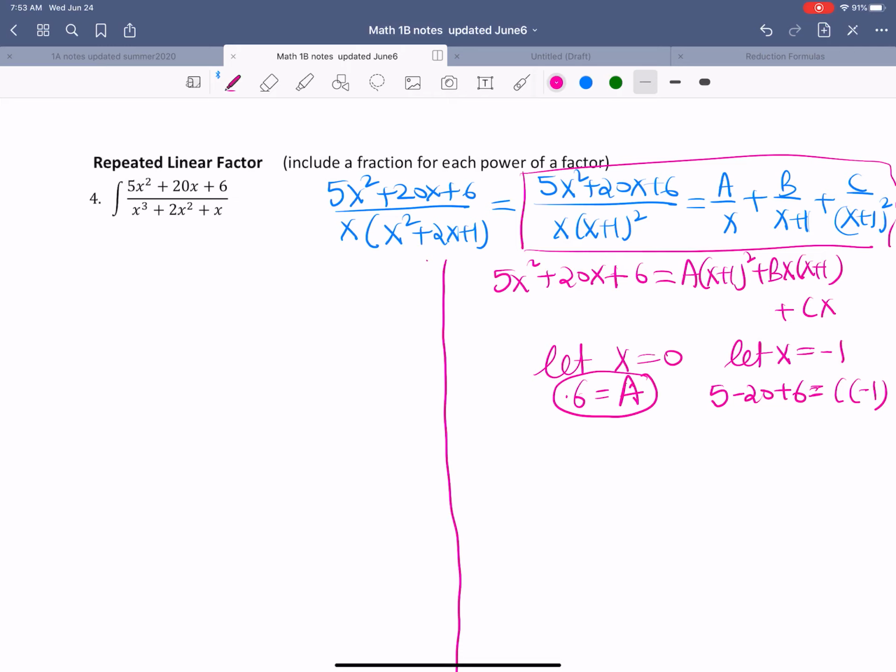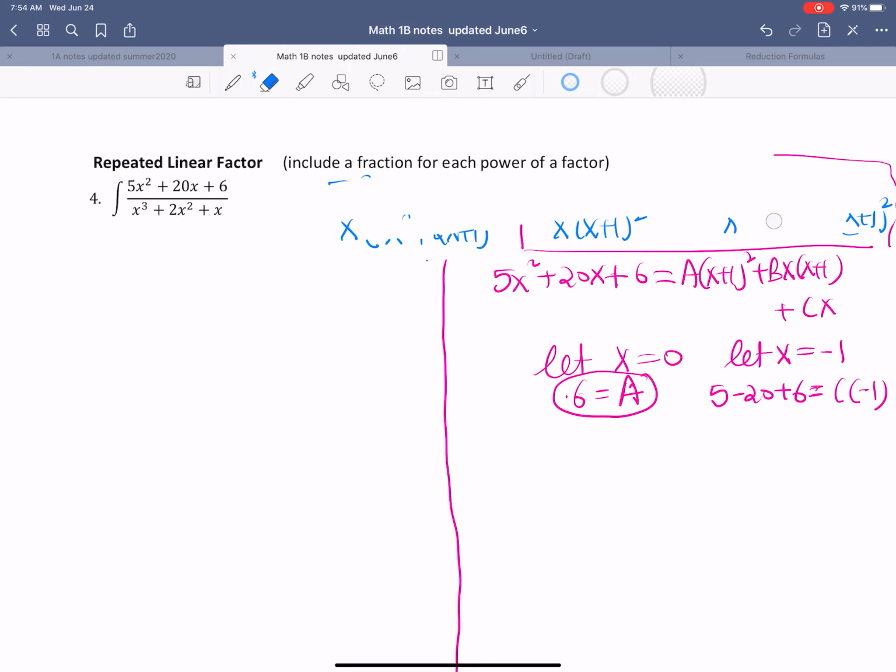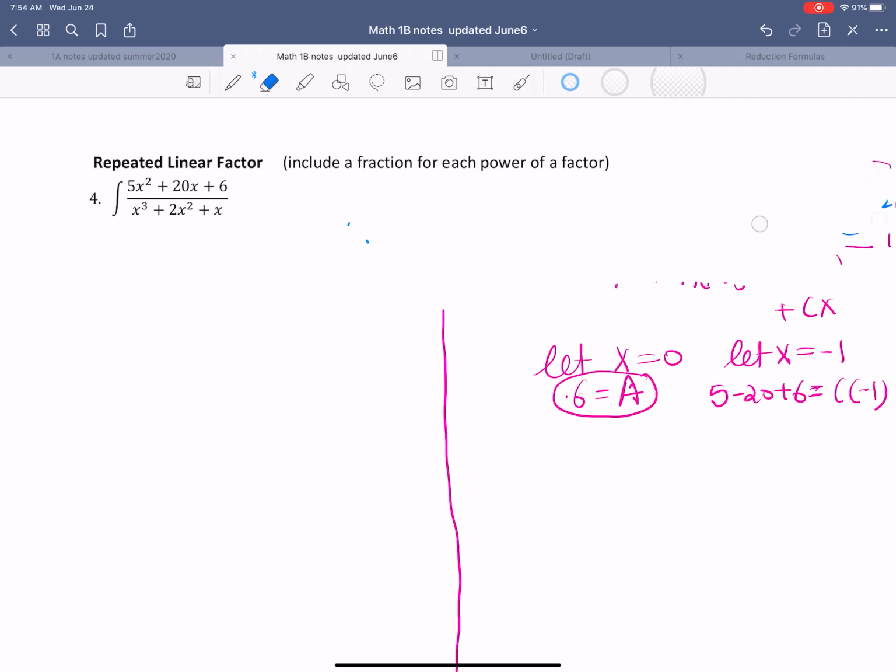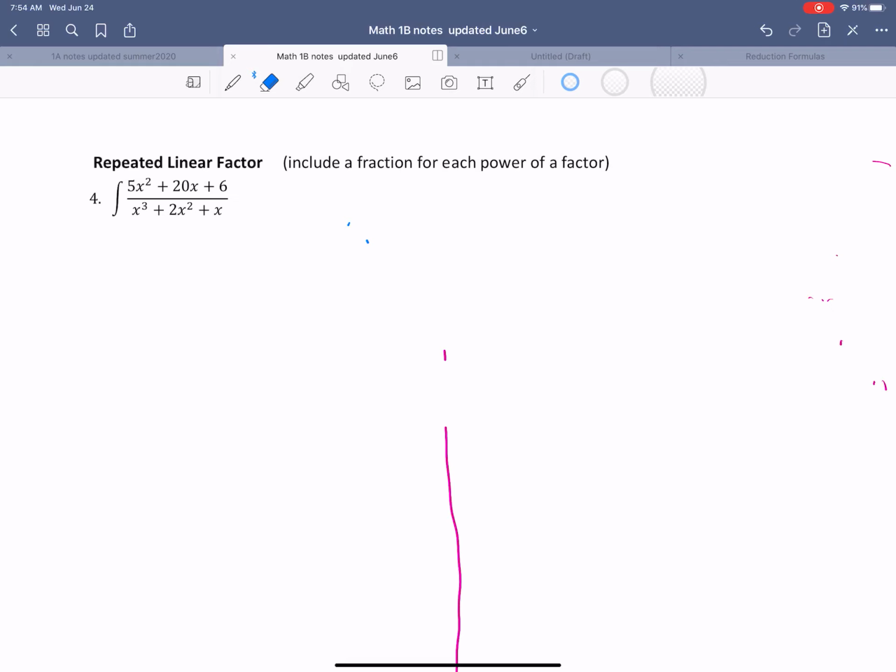This is actually just a repeated problem that I covered earlier, so cross it out. I covered all the different kinds of partial fraction problems already, so I'm going to stop the video here.